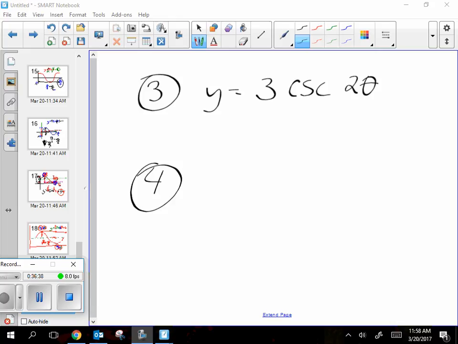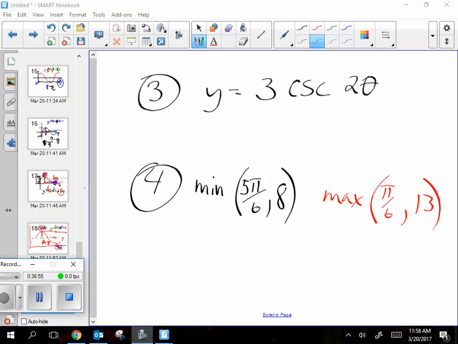And then the last thing I want you to do is one of these problems where I'm going to give you the min and the max. The min, the low spot, is at 5 pi over 6, comma 8. And the max, the high spot, is at pi over 6, comma 13. Then you'll be able to write me a sinusoidal equation for that. And it'll look something like, this is not the answer, 14 sine of 2 pi minus 1, or that kind of thing.